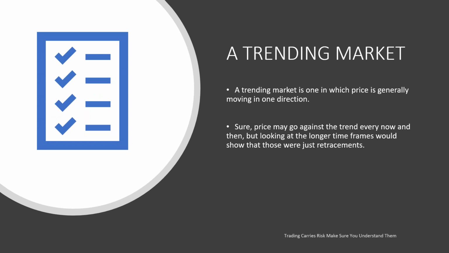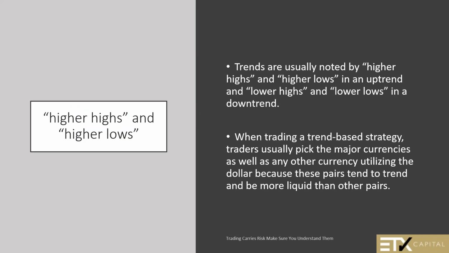A trending market is one in which price is generally moving in one direction. Sure, price may go against the trend every now and then, but looking at the longer time frames would show that these are just simple retracements. So a trend is no different in financial markets than it is in women's dress styles or hemlines, or in cars and colors or size of cars. It's an overall market movement. And we can only have three trends. We can have an uptrend, a downtrend, or a sideways trend, which we sometimes call range or congestion. The surprising part is that the market spends most of its time in the sideways trend.